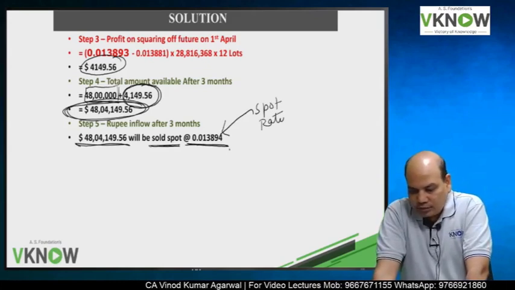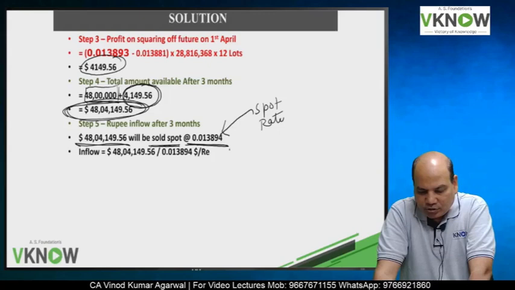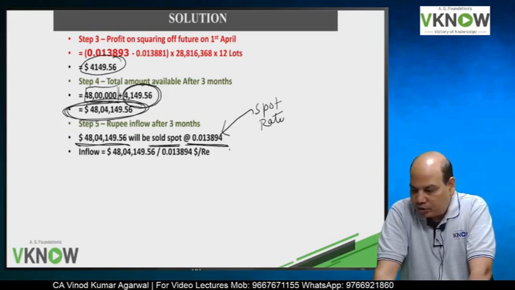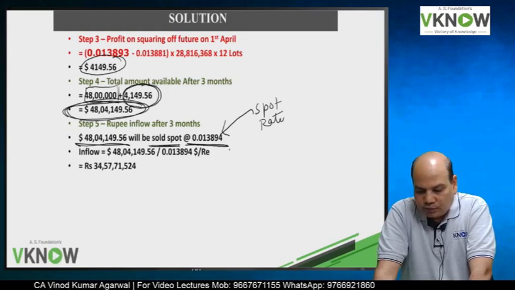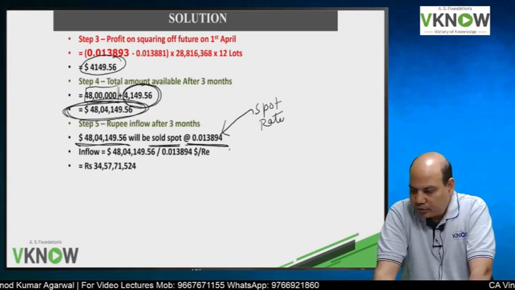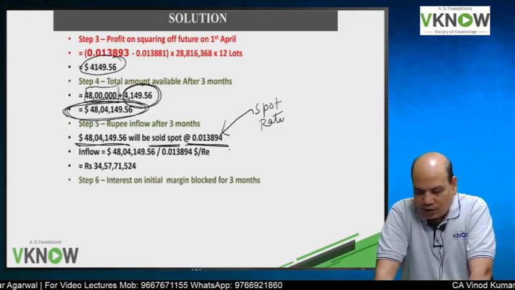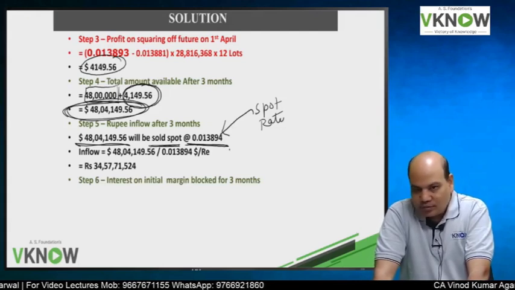So you will get how much? You will have to divide because the amount is in dollars, the rate is in rupees. So divide, you will get 34,57,71,524 rupees. Very good, Rishabh. You seem to be a highly talented student.